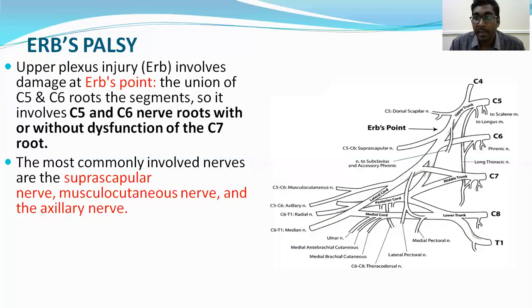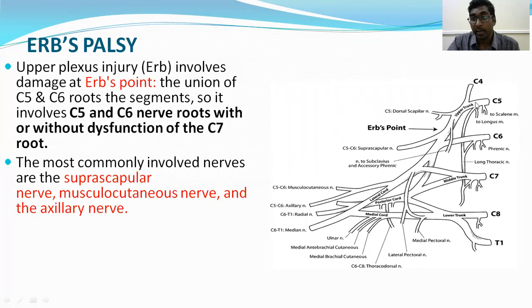What is Erb's palsy? Erb's palsy means the upper roots of the brachial plexus are injured. It generally involves the C5, C6, C7 nerves, but commonly involves injury at Erb's point. So what is Erb's point? Erb's point is a point in the upper part of the brachial plexus where six nerves are formed at the junction. So this is Erb's point here.